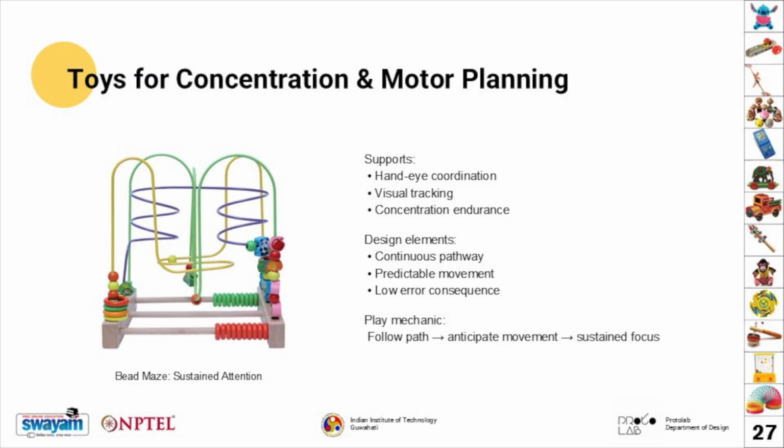The colored beads are intentionally distinct and grouped. Color acts as a visual anchor, helping the child track movement along the wire. Instead of searching randomly, the child anticipates where the bead will go next. The wire paths also vary in complexity. Some curves are simple, others cross or change direction. This creates graduated challenge, not difficulty, but engagement.